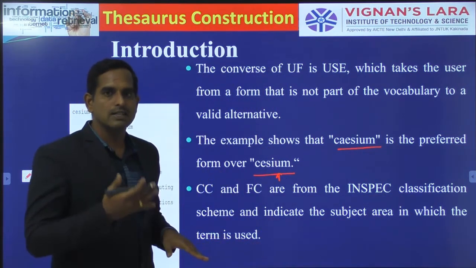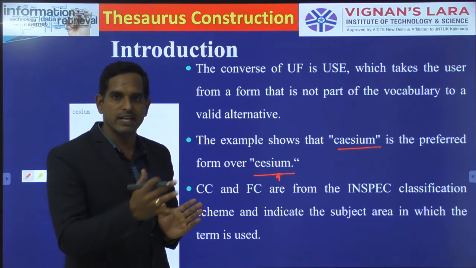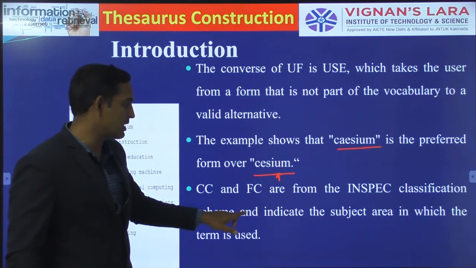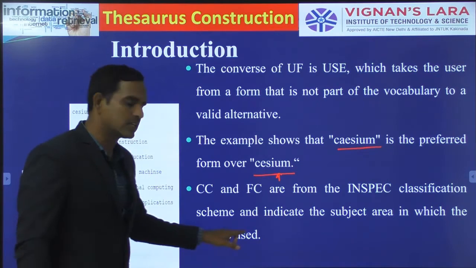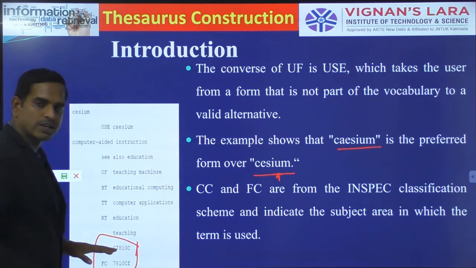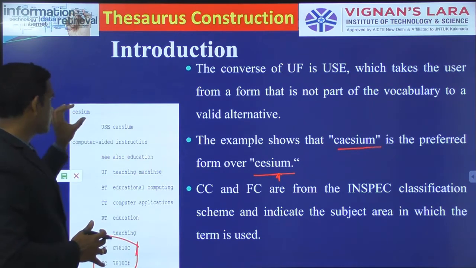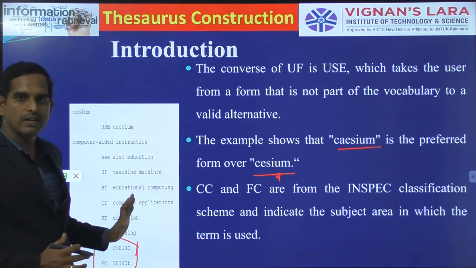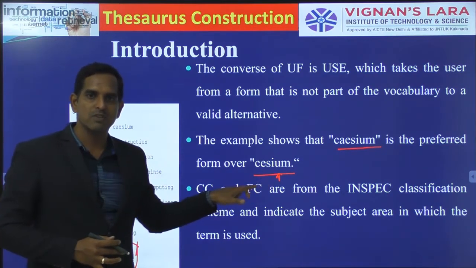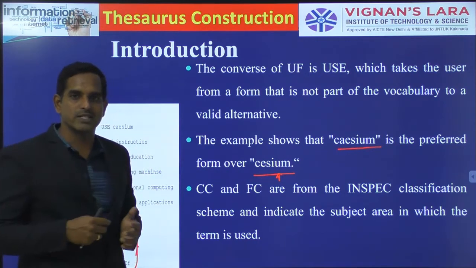The Inspec Thesaurus has some classification to identify the words which are represented to one's particular subdomain. So the particular classification schema indicates the subject area in which the term is used. Okay, these two things are different. If Inspec is one big domain, in which subdomain do we have these particular words? That will be represented by your CC and FC. So they will tell the classification and the subdomain in which these particular words are present.